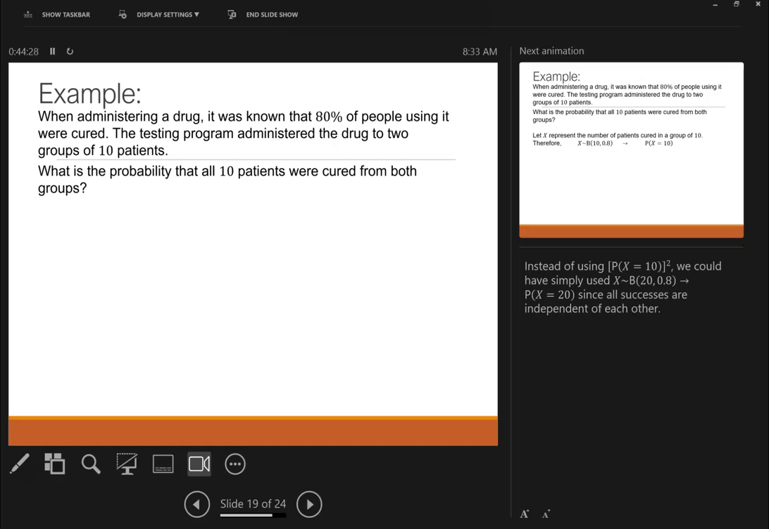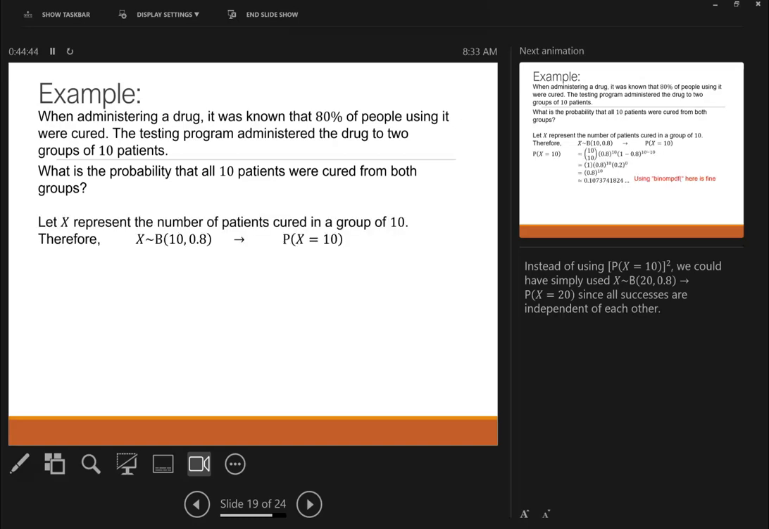And are the events independent? Is one person being cured independent of another person being cured? Me getting better isn't affecting you getting better at all, is it? No. Okay. Everybody convinced it's binomial? So if I want all people in the first group being cured, we want the probability that x is equal to 10. Everybody agree? How do I calculate that?